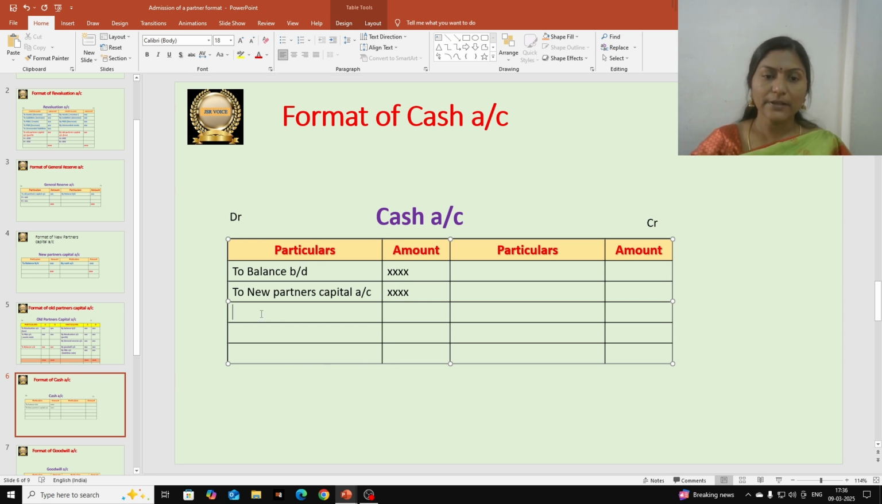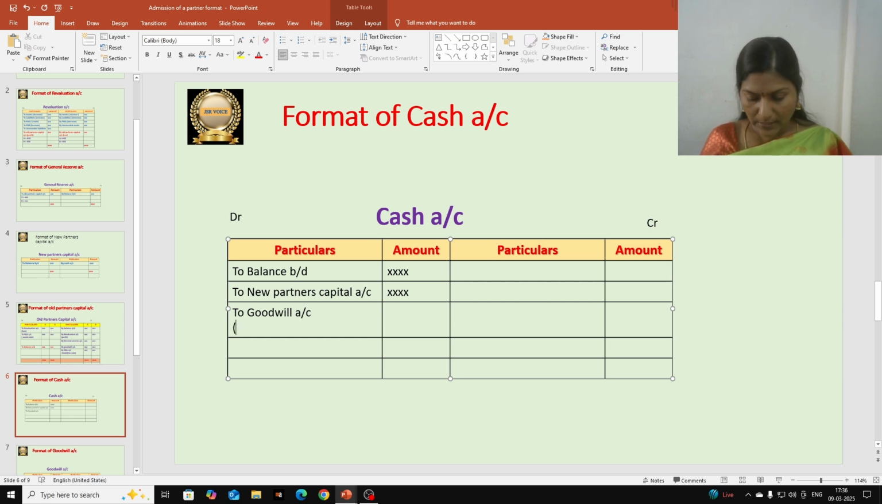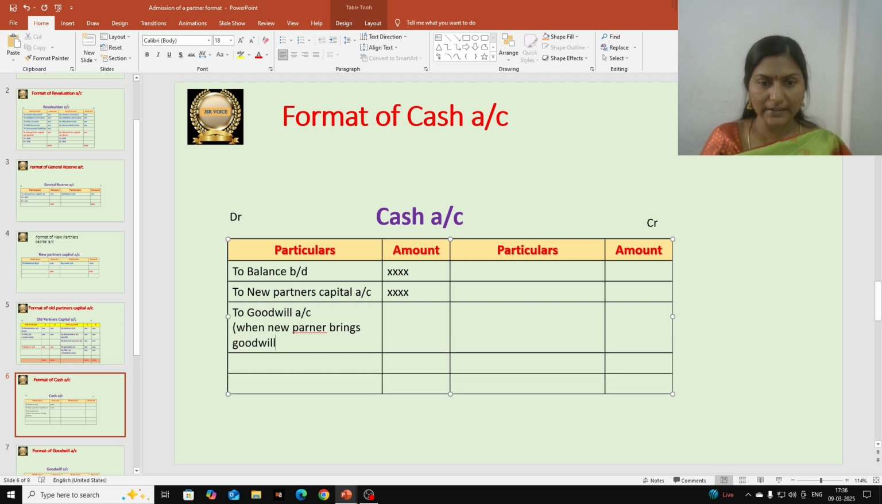Okay, and sometimes a new partner also brings goodwill, so we should write goodwill account also. When we will write here, whenever new partner brings. Okay, when new partner brings goodwill, then only we write here. Okay, in cash.